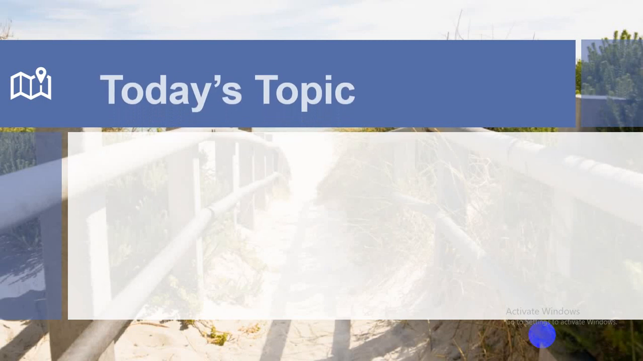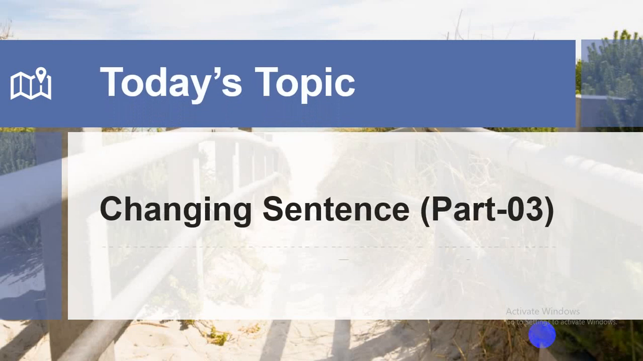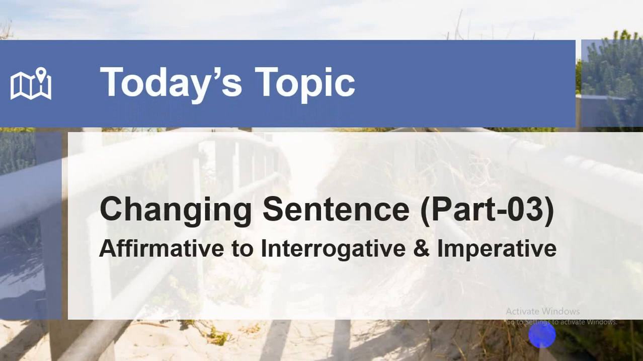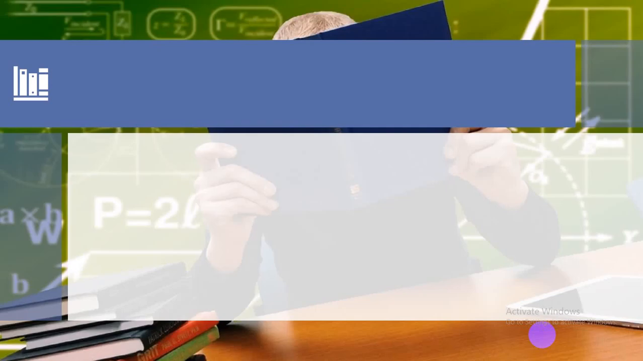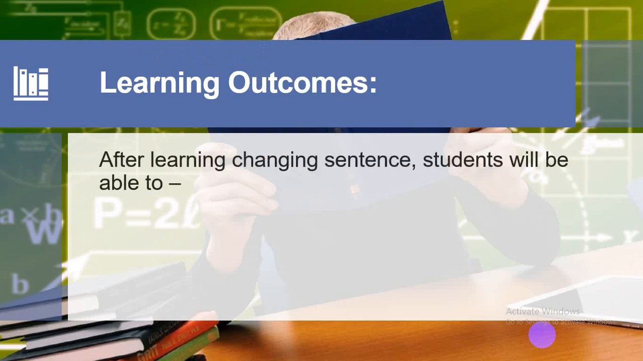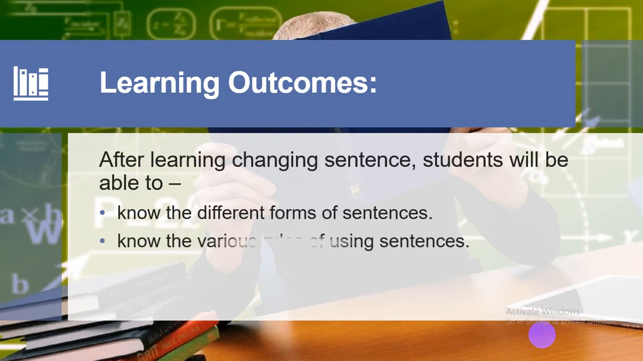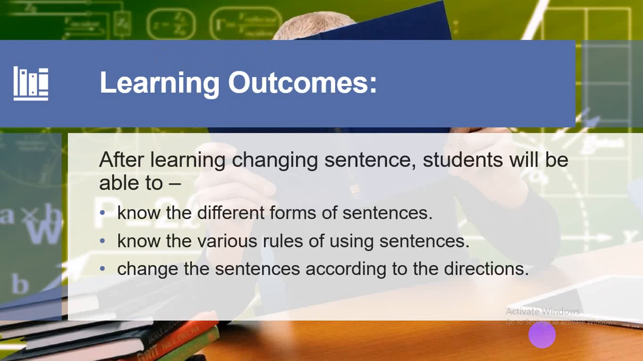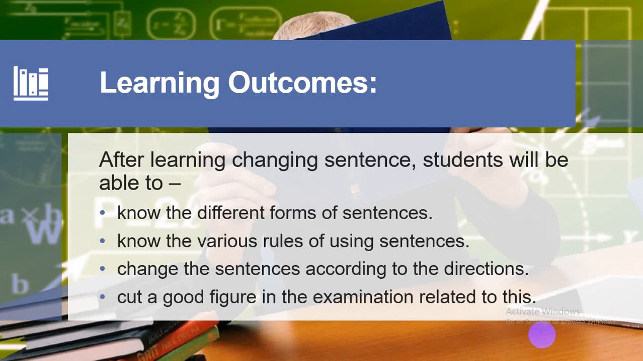Today's topic is Changing Sentence, Part 3: Affirmative to Interrogative and Imperative. Learning outcomes: after learning changing sentence, students will be able to know the different forms of sentences, know the various rules of using sentences, change the sentences according to the directions, and get a good figure in the examination related to this.